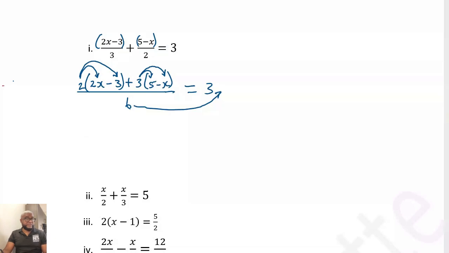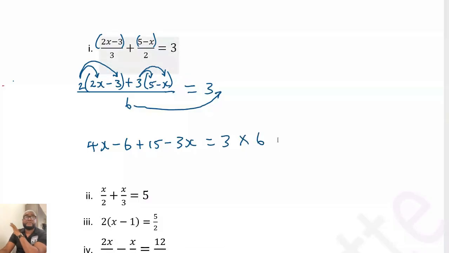Give me the first line here. What is it now? 2 by 2x would be? That will be 4x. 2 by negative 3 will give me negative 6. 3 by 5 would be? 15. And then 3 by negative x will be negative 3x. Yes. And this will be equal to 3 multiplied by?